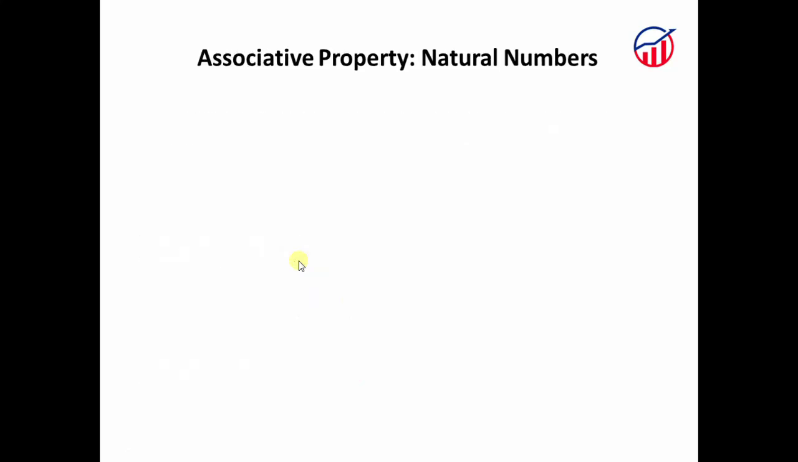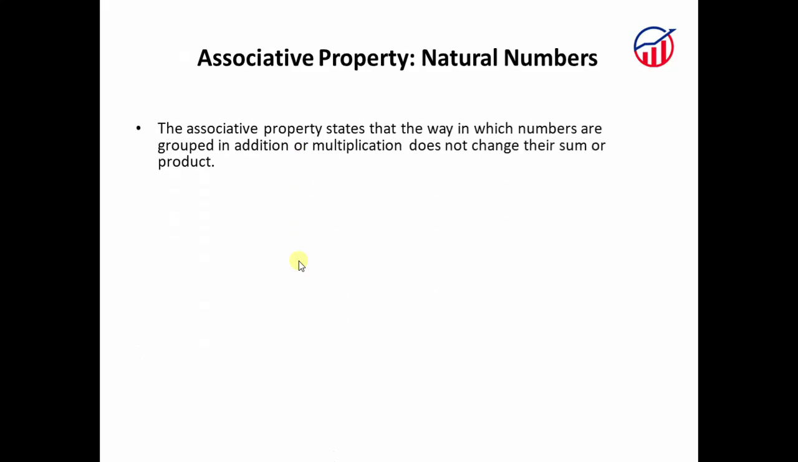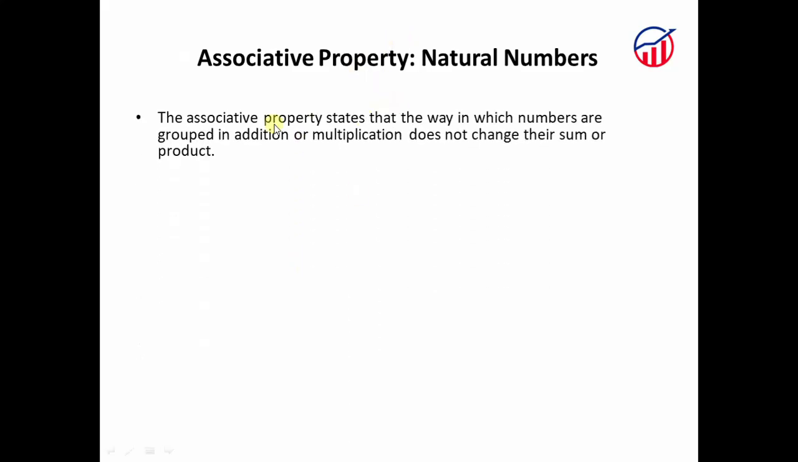Next we move to the associative property of natural numbers. So what does the associative property of natural numbers state? The associative property states that the way in which numbers are grouped in addition or multiplication does not change their sum or product.